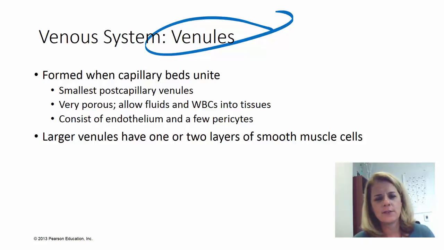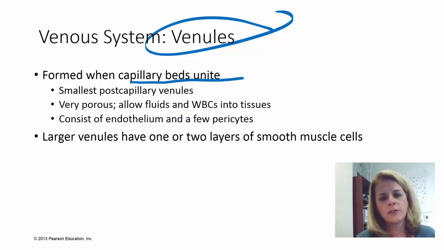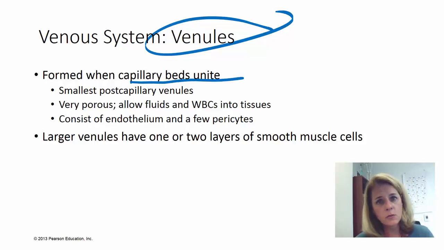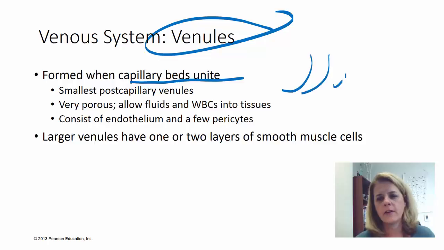All right, so venules. So arteries become arterioles, arterioles become capillaries, capillaries become venules, venules become veins. So as capillary beds unite, you're going to get these venules. And they're very porous. This is where you allow fluids and white blood cells to get out into tissue. So when you're talking about maybe an infection, you need things to get out into an area and fight off an infection. You need the cells to be able to leave the blood vessels and get out into the tissues and do their job. That's going to happen in the venules.